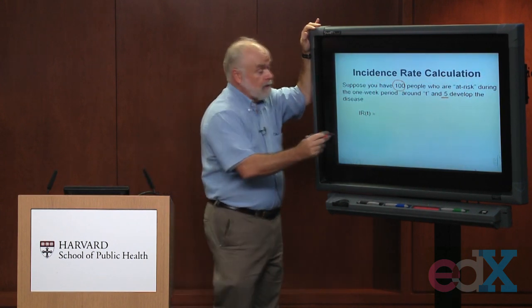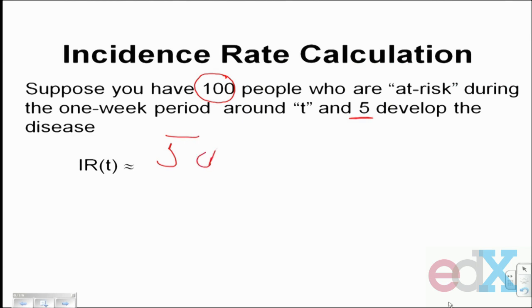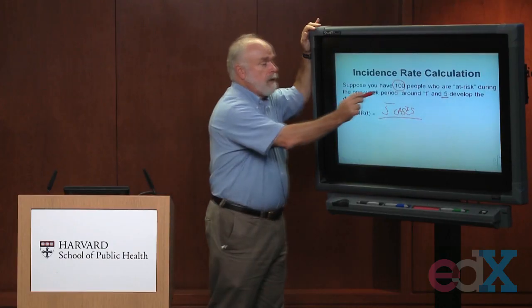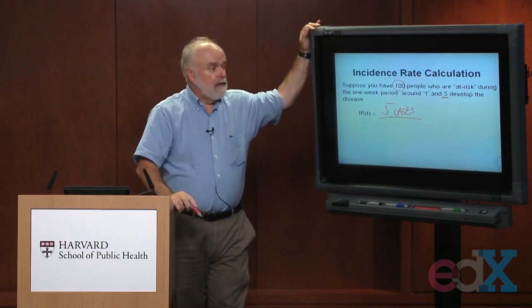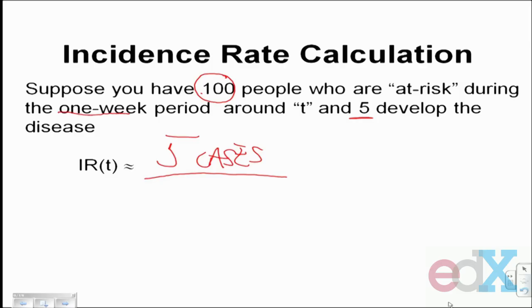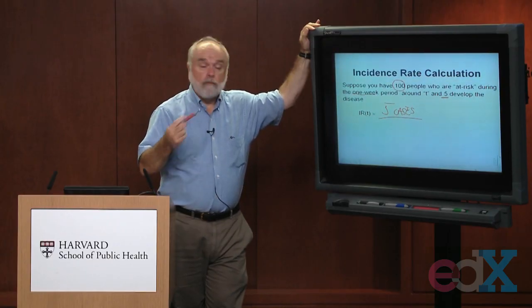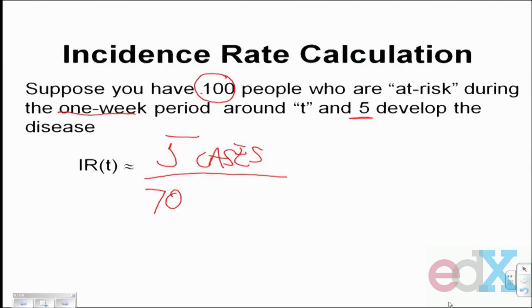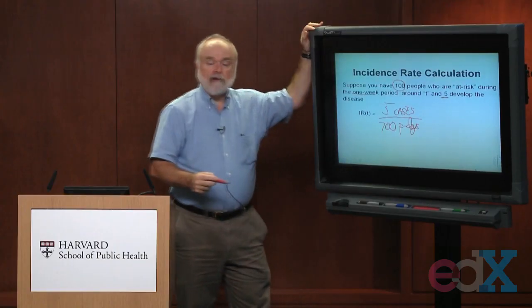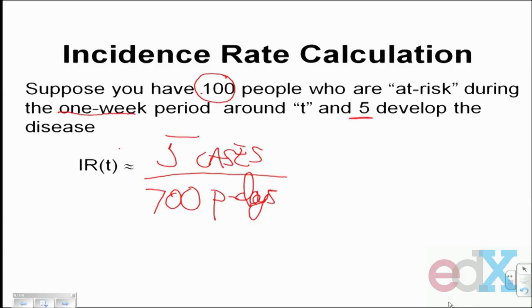Well, according to the previous formula, it's going to be 5 cases of disease developing in that interval divided by how much person time I'm going to observe during that interval. I had 100 people who were at risk at the beginning of the interval. The interval was going to be a 1 week period of time. If I have 100 people, follow them for 1 week, I'd expect to see about 700 person days of follow-up. So my incidence rate would be approximately, and that's why I have these squiggle lines here to represent approximately, 5 cases divided by 700 person days.